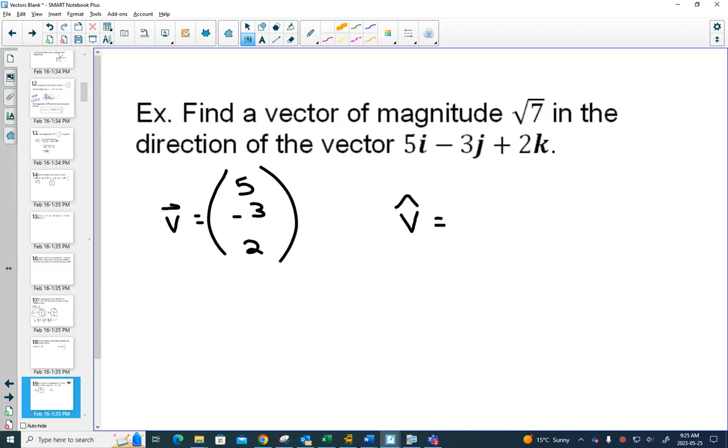If we did a squared plus b squared plus c squared here, 25 plus 9 is 34, plus 2 is 36. Does it work out that nicely? 25 plus 9, 34, plus 4, oh, 38. So our unit vector would be 1 over the square root of 38.